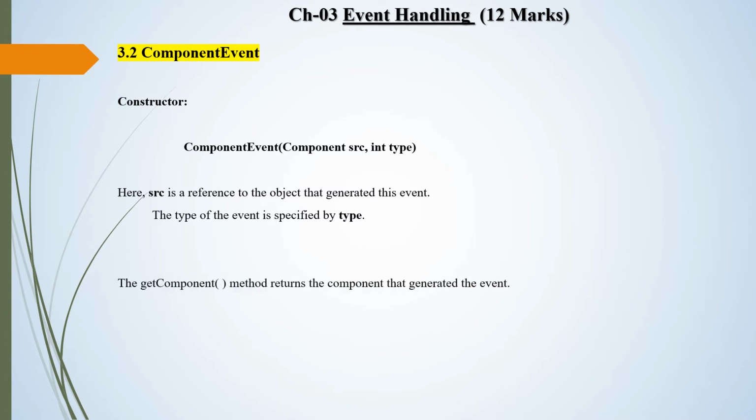The getComponent method returns the component that generated the event. So this is one method, getComponent, of the component event class, used to return the component that generated the event. The general form of the method is displayed. This method returns the component object which generated the event, and this method does not have any parameters.